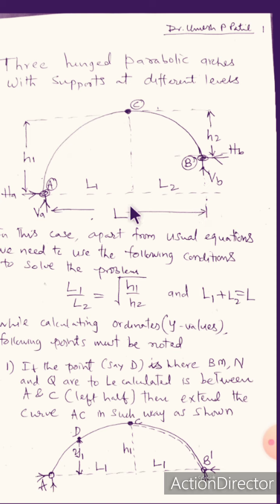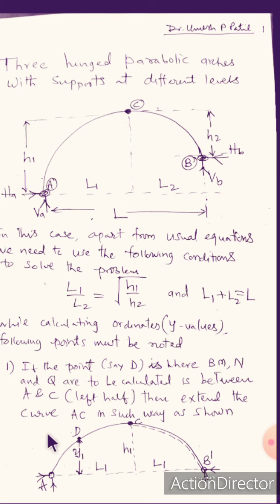So we need to remember two more expressions here. You can see two more formulae you have to remember in order to solve this problem. One is, you can see, L1 plus L2 is equal to L. You can see the diagram here. L1 and L2 must add up to L. So this is one formula that you have to remember. The second one is L1 by L2 is equal to square root of H1 by H2.